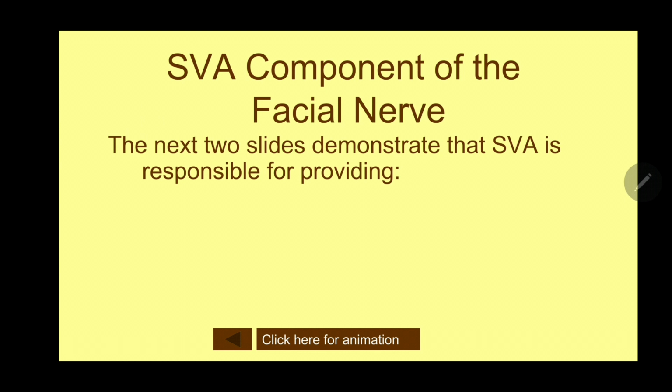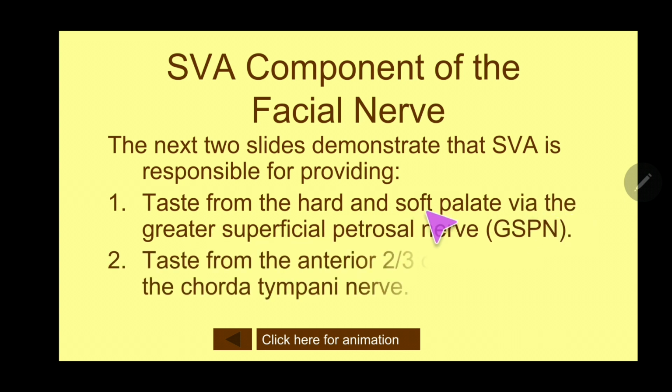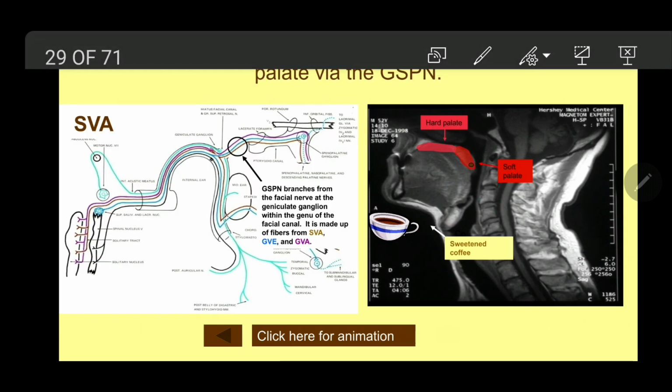Okay, now I'm going to tell you about the special visceral afferent component of the facial nerve, which is brought through two nerves. One is through the greater superficial petrosal nerve from the hard palate, as well as from the soft palate, and the other is from the anterior two-thirds of the tongue via the chorda tympani. So taste from the hard and soft palate travels via the greater superficial petrosal nerve, and taste from the anterior two-thirds of the tongue via the chorda tympani.